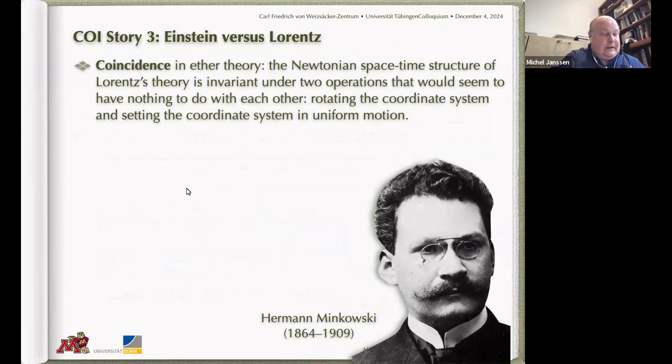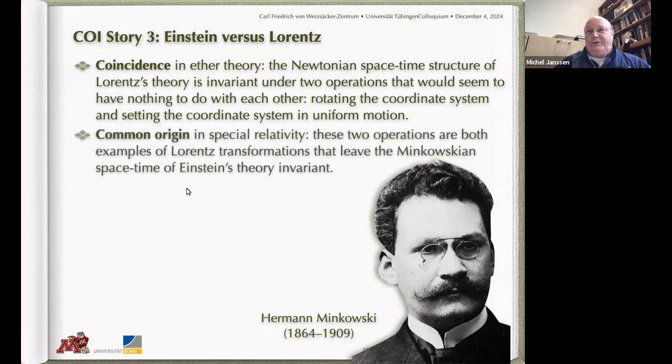Now the argument is made in other ways. So here, for instance, is Minkowski making his argument, and he notes that look, there's a coincidence in the Newtonian space-time structure, namely that you have these two operations that leave a theory like Lorentz's invariant that seem to have nothing to do with each other, like rotating the coordinate system and setting the coordinate system in uniform motion. And the common origin in special relativity is that these two operations are both examples of the Lorentz transformations that leave them invariant, right?